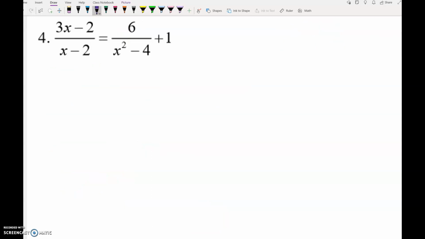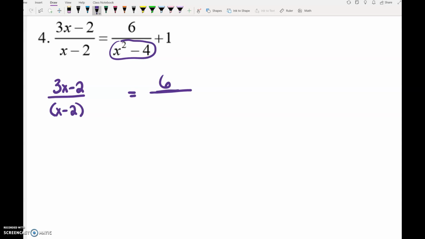The first thing that I want to do in number 4 is space things out and factor anything that can be factored. On the bottom here, x minus 2 is basically done. Leave myself a nice space. 6 over, can x squared minus 4 be factored? That's a difference of 2 squares. It factors into x plus 2, x minus 2. And then leave a space, and we've got plus 1.